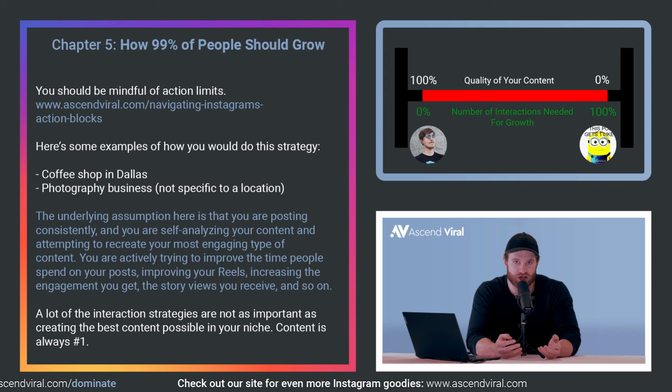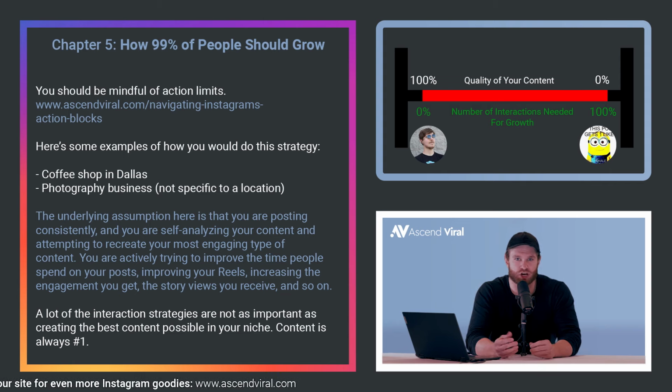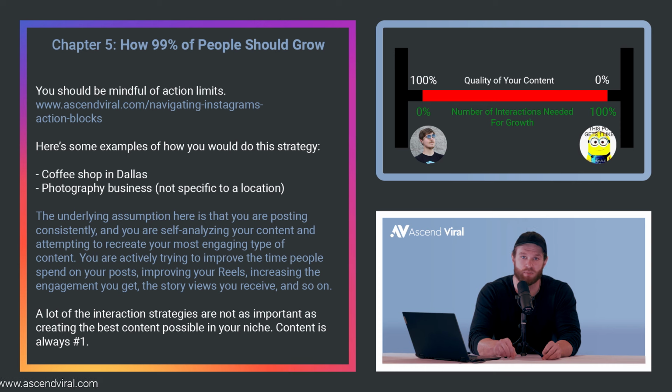You are actively trying to improve the time people spend on your posts, the reels you create, the engagement you get, the story views you receive, and so on. The assumption here is that you have your content figured out. You're trying to improve it as much as possible, and you're working on moving your content closer and closer to 100% on the chart. That should be the most important takeaway here. A lot of the interaction strategies are not as important as creating the best content possible in your niche. That should be priority number one.